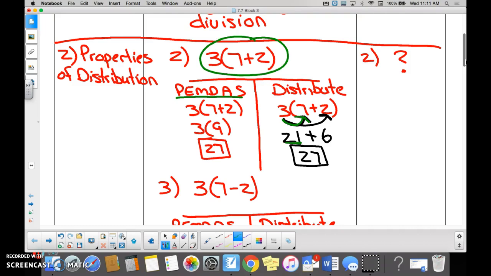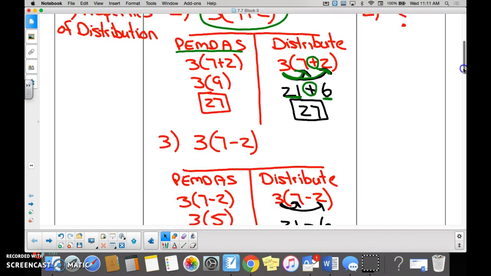21. I need everyone's eyes up here, Nihan. And then we're distributing the 3 to the 2. What is 3 times 2? 6. And what are we doing? Adding. Adding them together. When I ask a question, I would like everyone's participation.